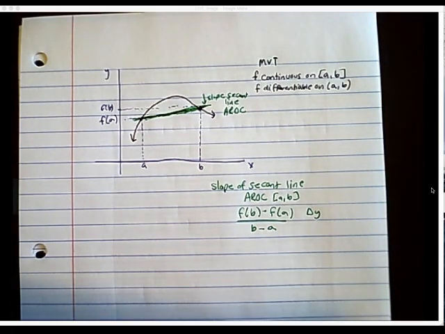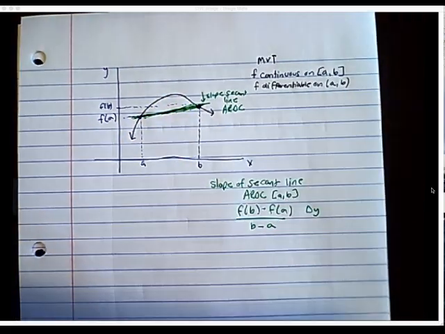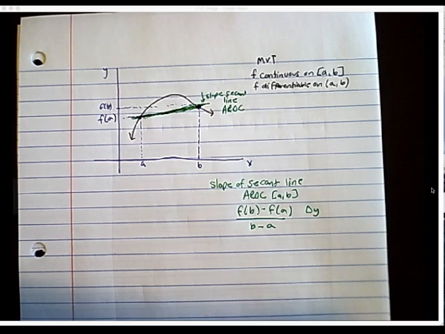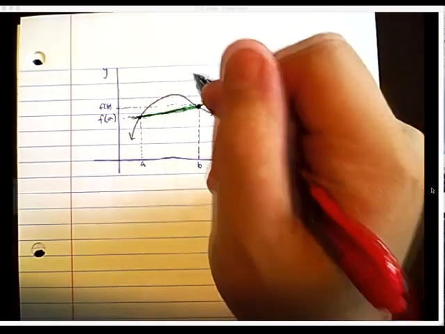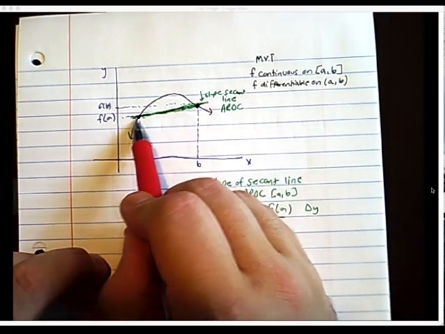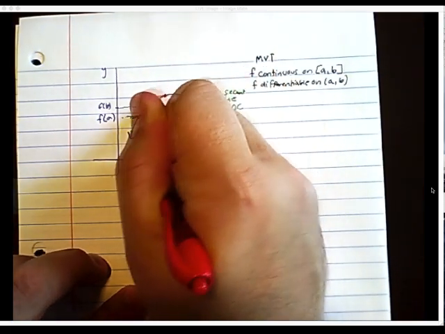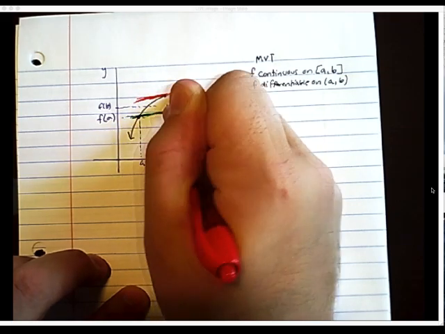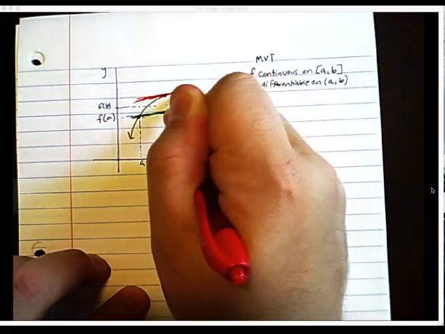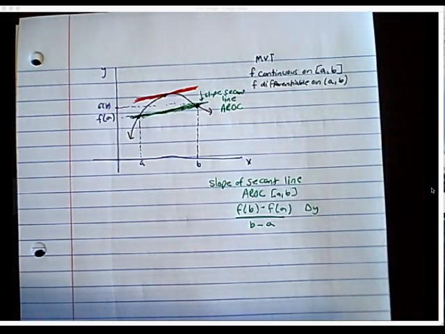Now what the mean value theorem says, as long as this function is continuous and differentiable, then there's got to be a point somewhere between a and b where the slope of this secant line equals the slope of the tangent line, maybe it's about right there. If I drew in a tangent line right there, there's got to be at least one point. There can be more than one, but there's got to be at least one point where that red line is parallel to the green line.